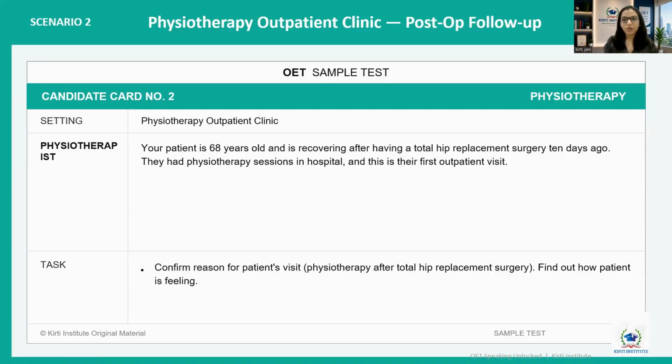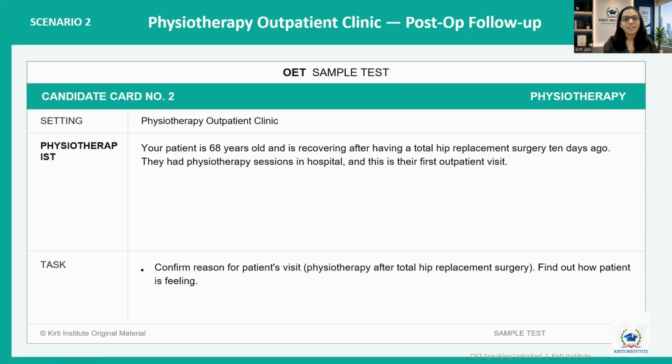This is one way of starting, or you may simply say, hello, Mrs. Smith, I'm Kirti, a physiotherapist in this clinic. You are here after having a surgery for your hip replacement, and you have received some physiotherapy sessions in the hospital, and you would like to continue the physiotherapy after your discharge, and so you are here for the follow-up physiotherapy. Is that right? Okay, both the ways are correct, and you may use any one of these, but the first one is better.